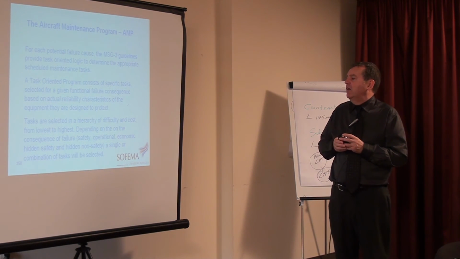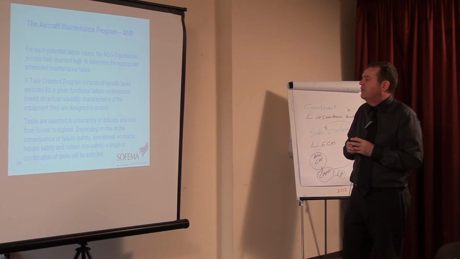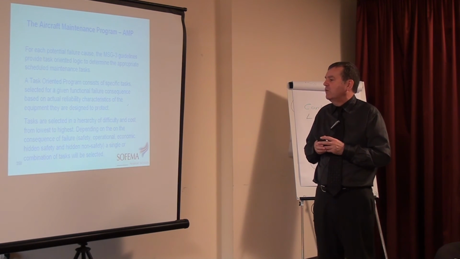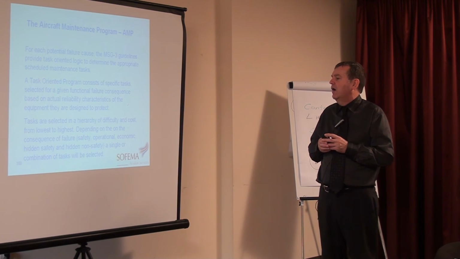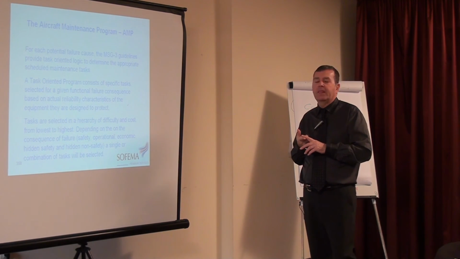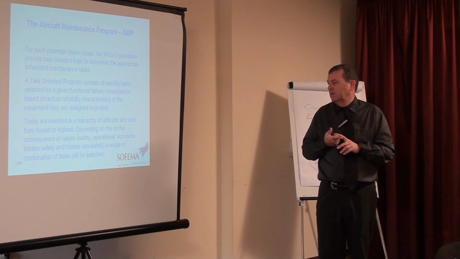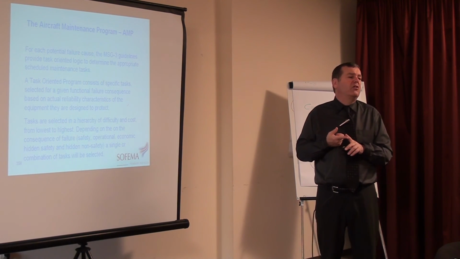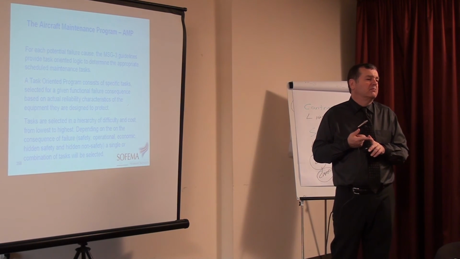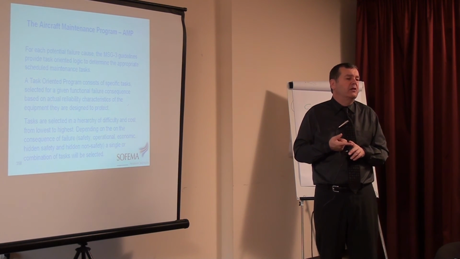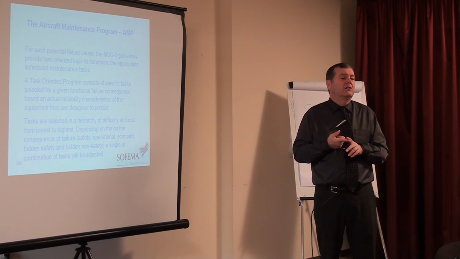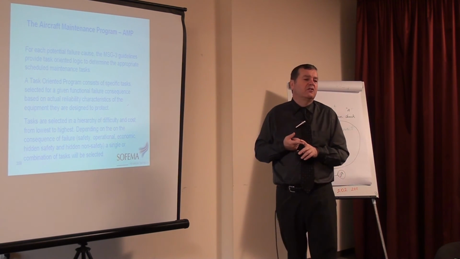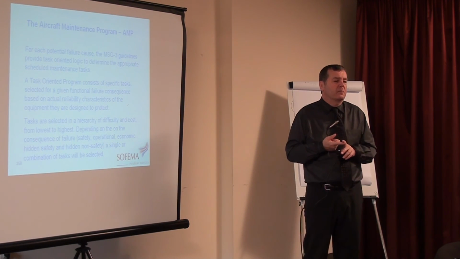Tasks are selected in a hierarchy of difficulty and cost from lowest to highest, depending on the consequence of failure: safety, operational, economic, hidden safety, and hidden non-safety. These are the primary MSG3 terms that we will become accustomed to. We will refer to these multiple times.